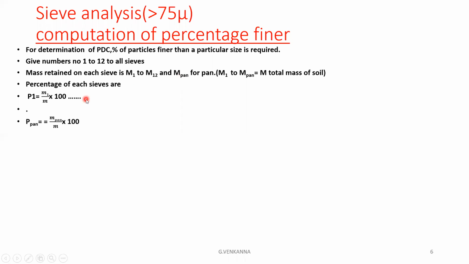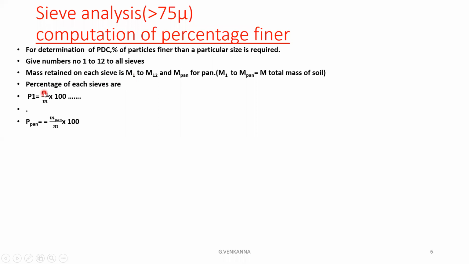Okay, next we can calculate the percentage. How can we get the percentage? By taking the total mass of the soil. Initially, in order to do the particle size analysis in sieve analysis, first we have to take 10 kgs or 5 kgs, or 3 kgs of soil. So initially we take the total soil. Then the soil present in the first sieve, the mass on the first sieve, is designated as m.